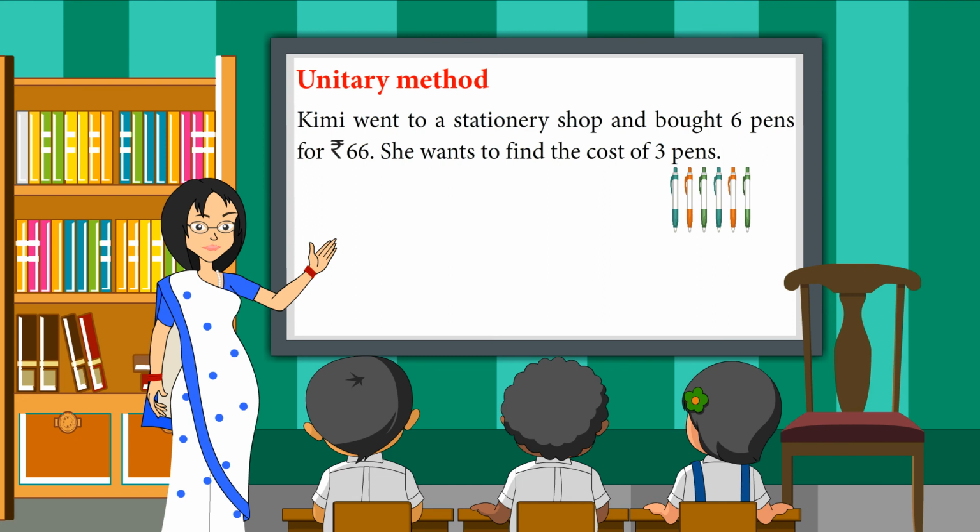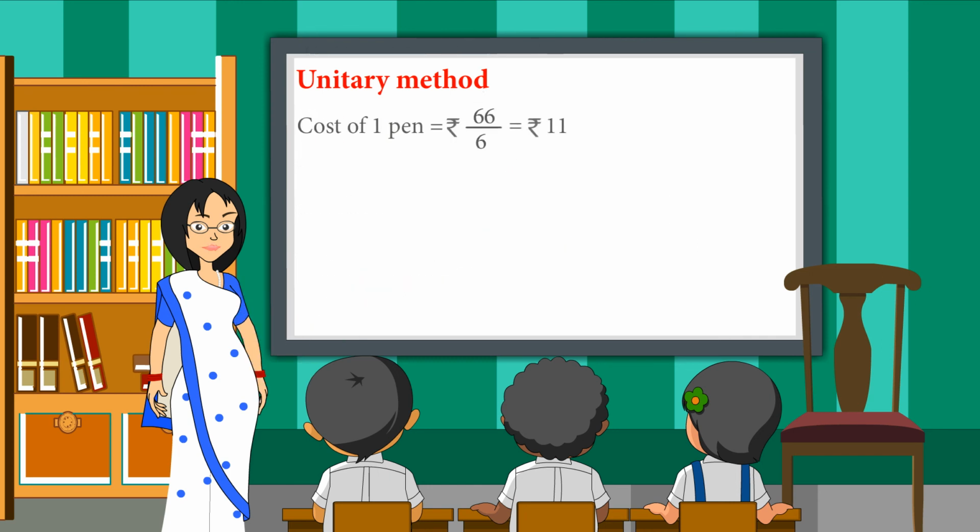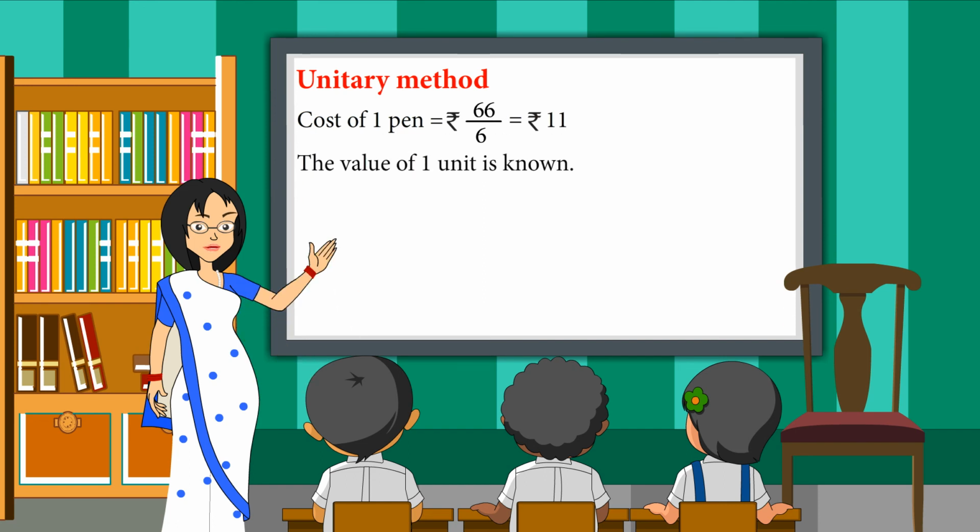Kimi went to a stationery shop and bought 6 pens for rupees 66. She wants to find the cost of 3 pens. Solution. Step 1. Find the cost of 1 pen. Cost of 6 pens is equal to rupees 66. Cost of 1 pen is equal to rupees 66 divided by 6 is equal to rupees 11. The value of 1 unit is known.